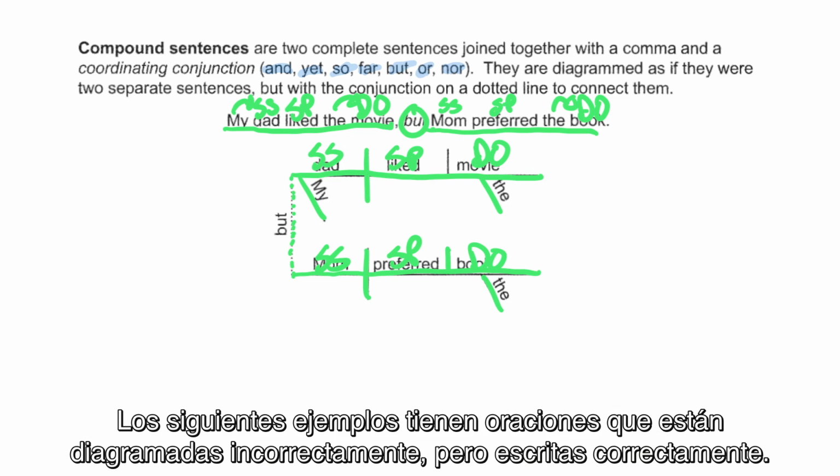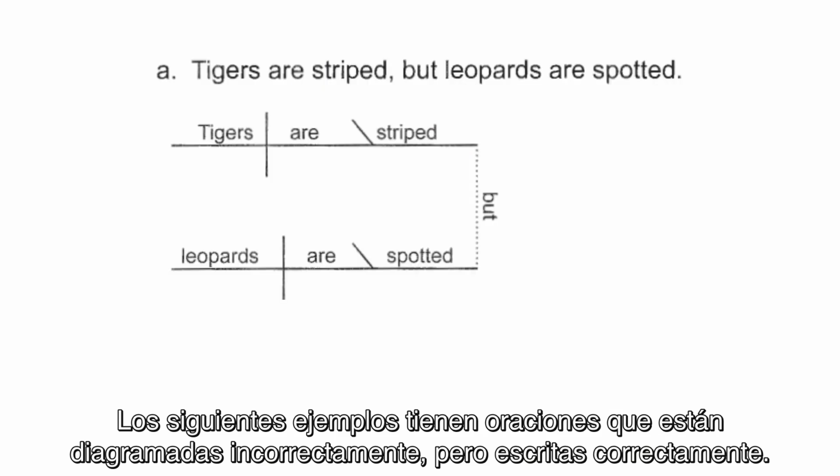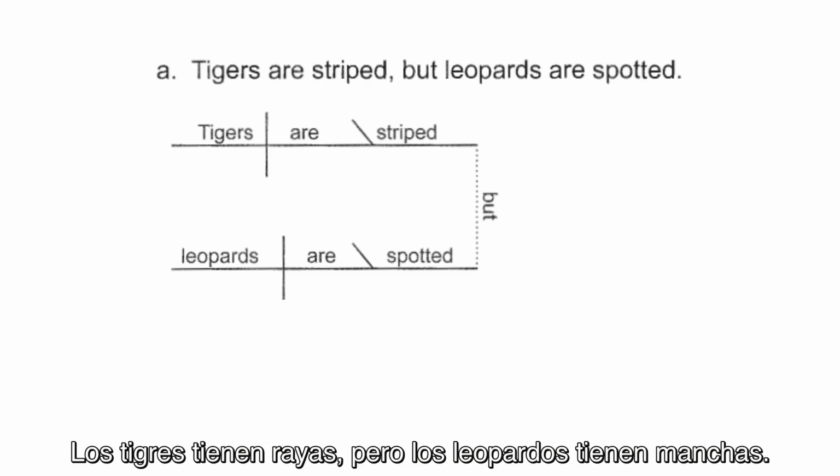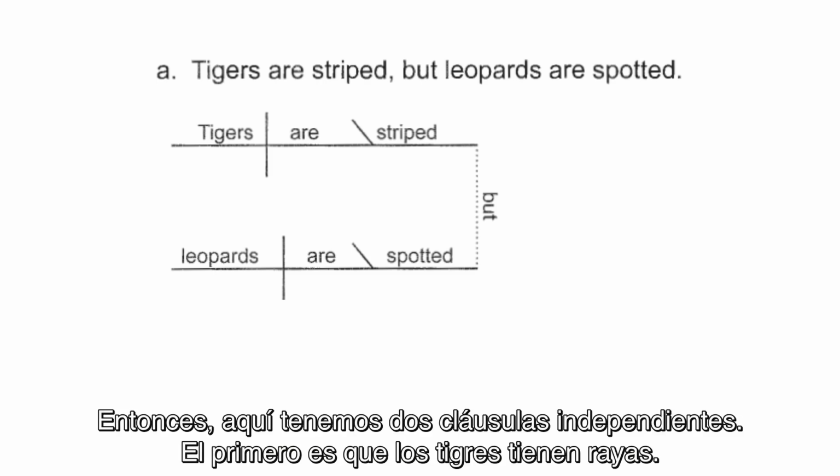Okay? These next examples have sentences that are diagrammed incorrectly but written correctly. Tigers are striped, but leopards are spotted. So we have two independent clauses here. The first one is tigers are striped.